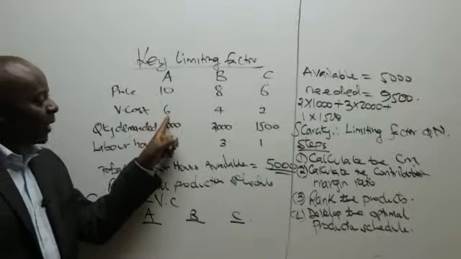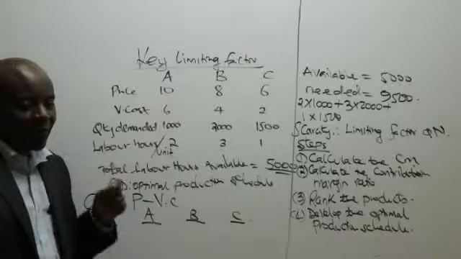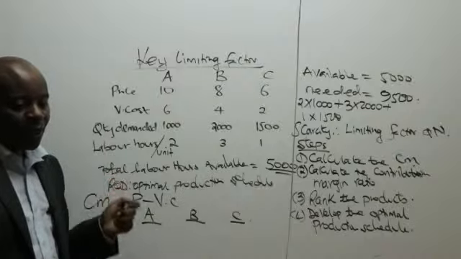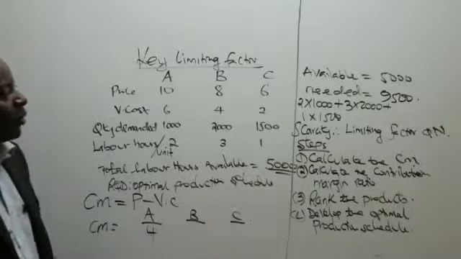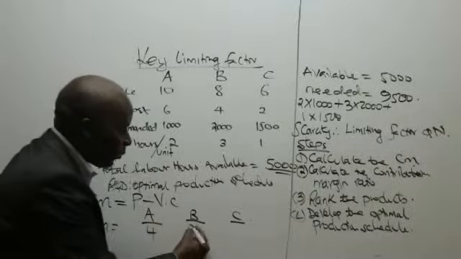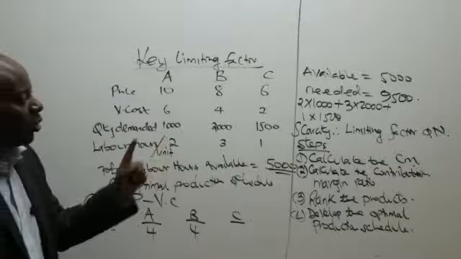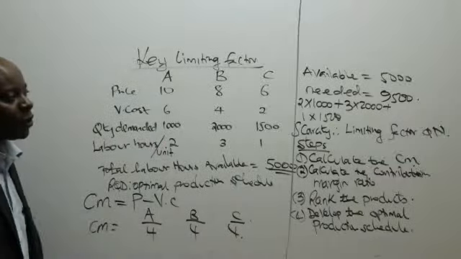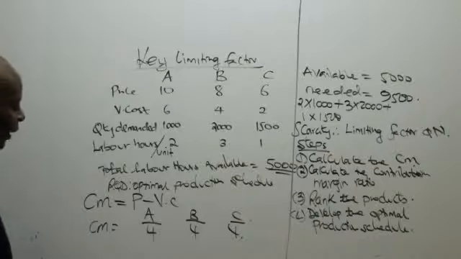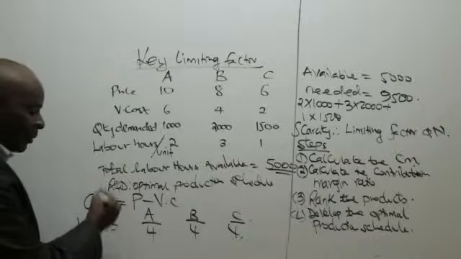Selling price minus the variable cost. Could you kindly give me that? So what is the contribution margin of A? A, I'm being told, is 4. How about B? B is 4 as well. How about C? C is 4 as well. 4, 4, 4. Thank you very much. After that, ladies and gentlemen, this is step number 1.